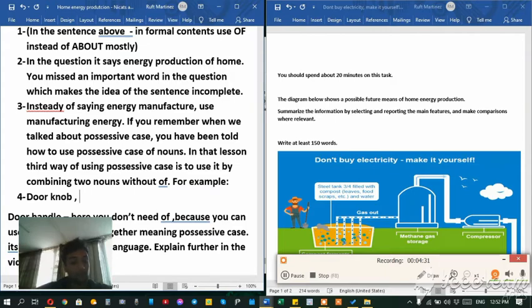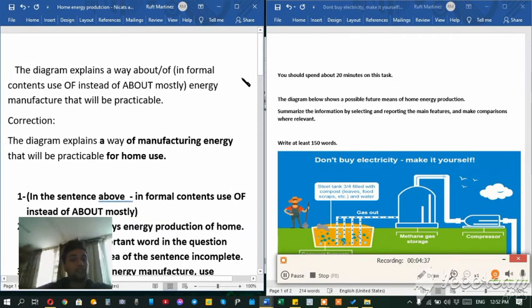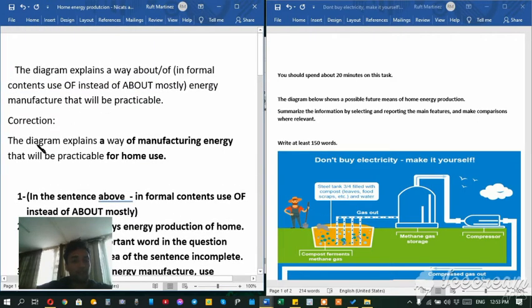as a possessive case. So here in this example, energy manufacture doesn't sound logical. That's why you can say manufacture of energy, or you can say manufacturing energy. Instead of saying energy manufacturing, you can say manufacture of energy or manufacturing the energy. And so here is a correction. As the diagram explains, a way of manufacturing energy that will be practicable.